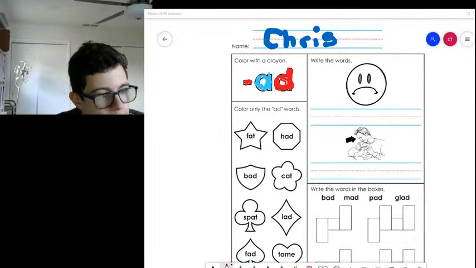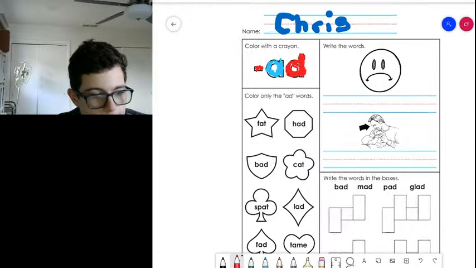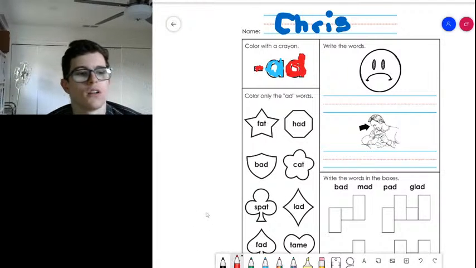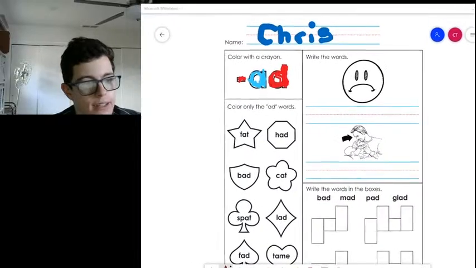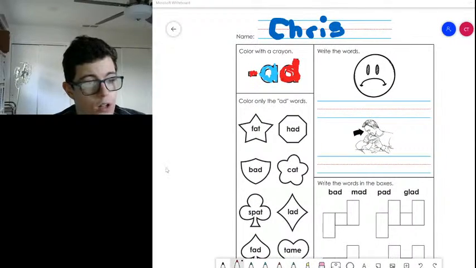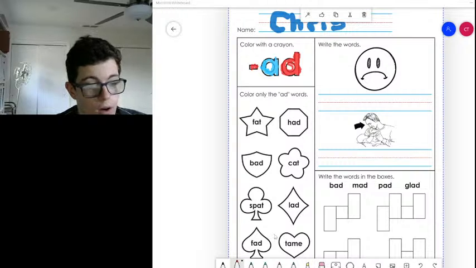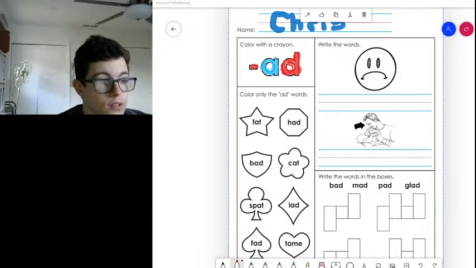Alrighty, everyone. We should be done coloring our AD words, so what we're going to do now is look at the next section. Our next section is we're going to color only the AD words. I'm going to give everyone a whole 5 minutes to color only the AD words. Once you color your AD words in, I'll reveal the answers. So I'll give everyone a whole 5 minutes to color in the answer.